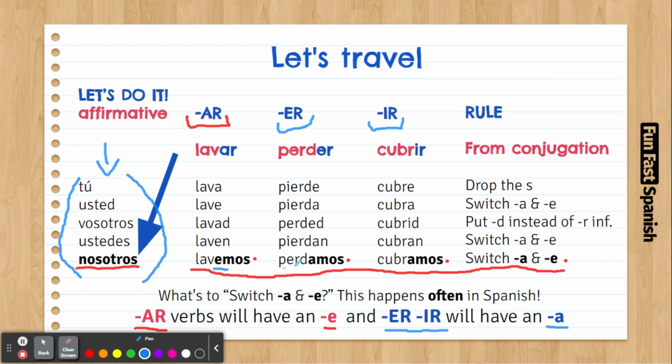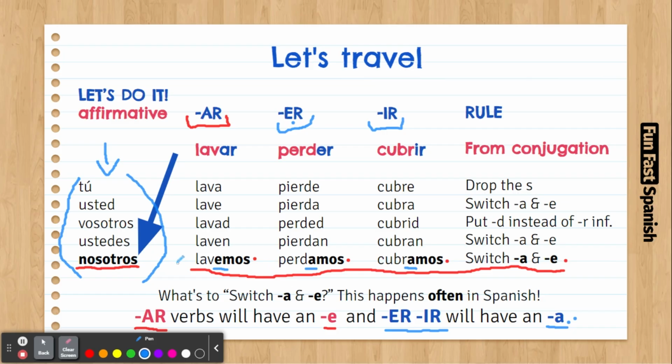How do we say let's lose the game? Okay, so nosotros perdemos will be present tense. Perdamos will be with the switch, right? Because perder is an ER verb, therefore we're going to put an A. So perdamos el juego will be let's lose the game. Okay, another one. Cubramos la mesa. Let's cover the table. So first present tense, nosotros cubrimos, cubramos la mesa. Let's cover the table. Why? Because cubrir is an IR verb, therefore we're going to put an A when we do the switch. That's it.